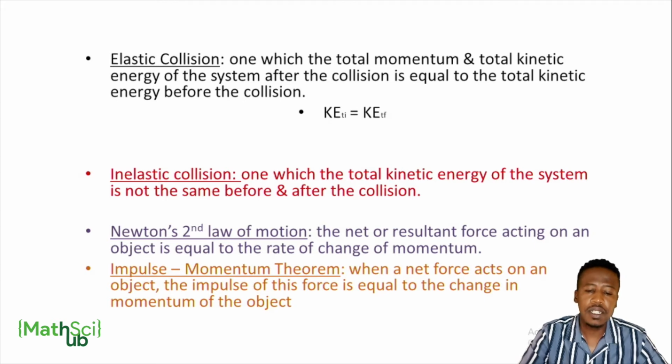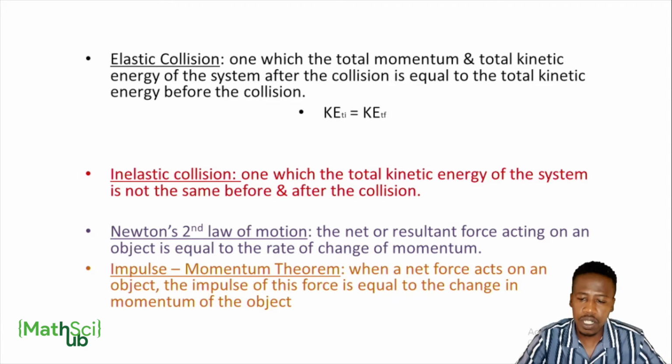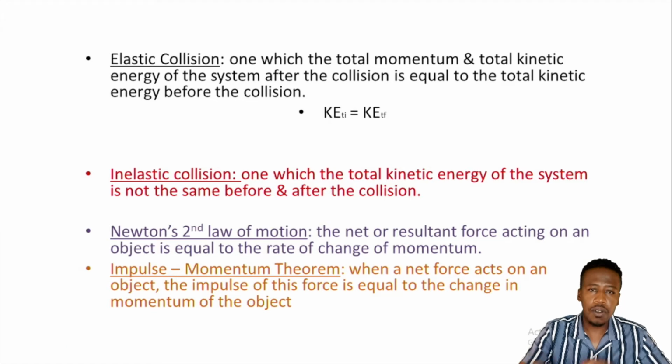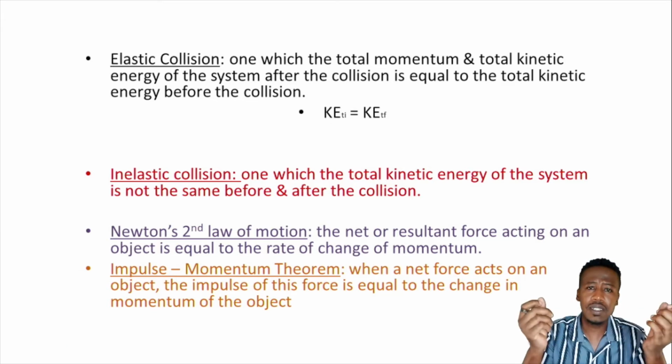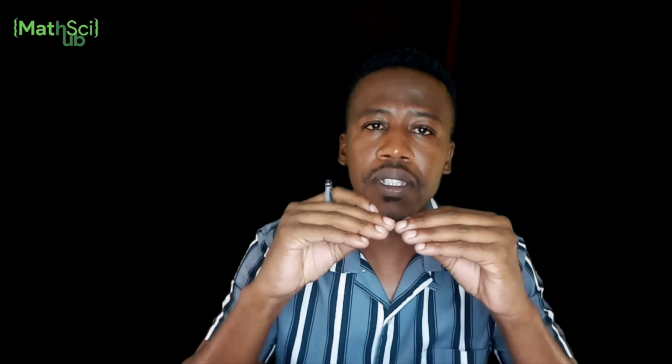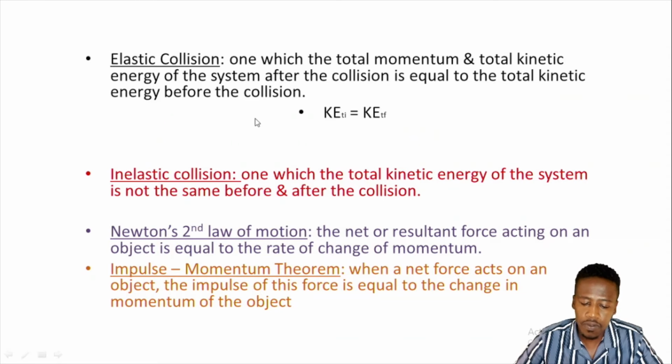Now here we defined elastic collision, which says it is one in which the total kinetic energy of the system after a collision is equal to the total kinetic energy before the collision. When you deal with two cars colliding, what normally happens is after colliding, they stick to each other, or there's some sort of ricochet, right? I would explain elastic collision as maybe a ricochet of that sort of collision.